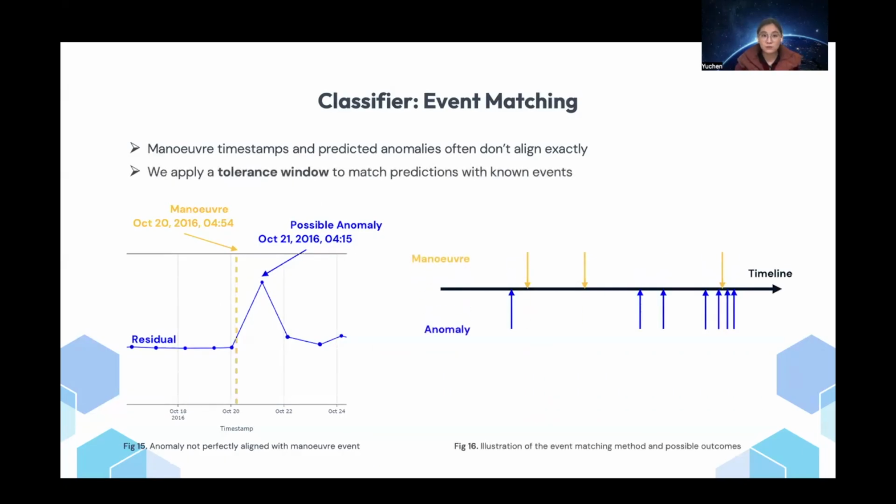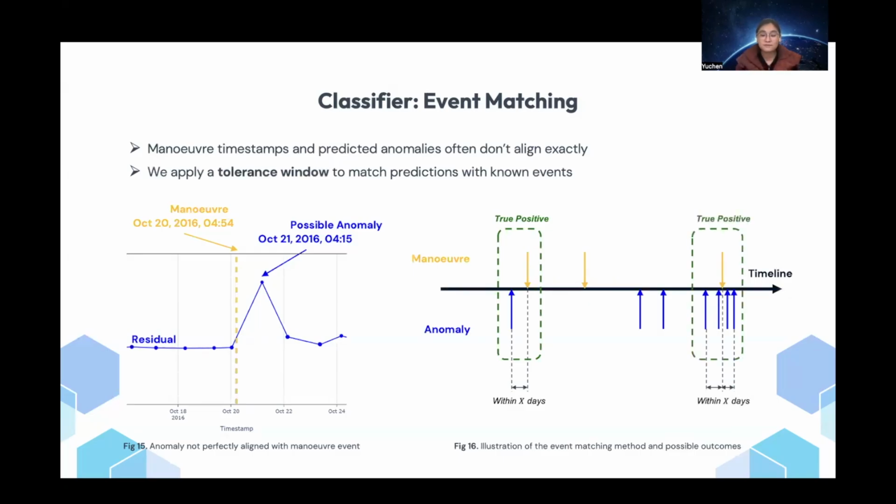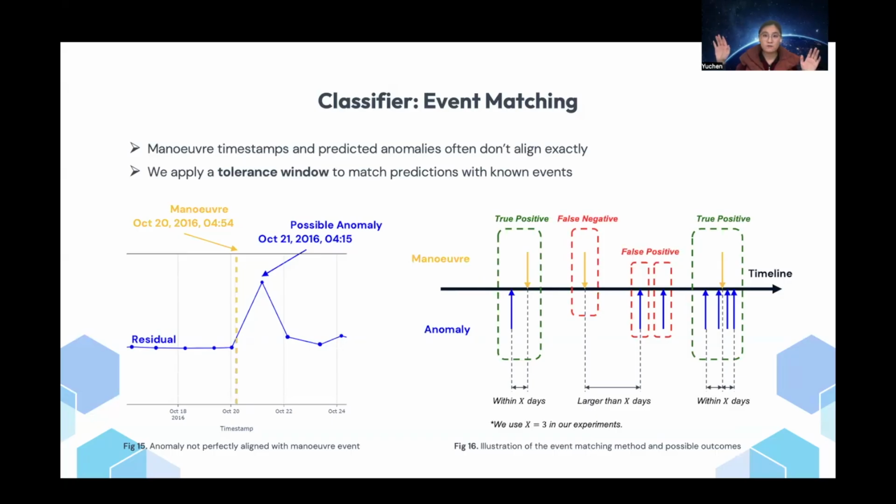To handle this, we use a method called event matching, which is commonly used in time series tasks. The idea is simple. If predicted anomalies fall within a tolerance window of a known maneuver, they count as true positives, as shown in the green circles. Here we use plus minus 3 days as the tolerance window. Anomalies that are too far from any maneuver are false positives, and maneuvers with no matching predictions are false negatives. Both are highlighted with red circles here.